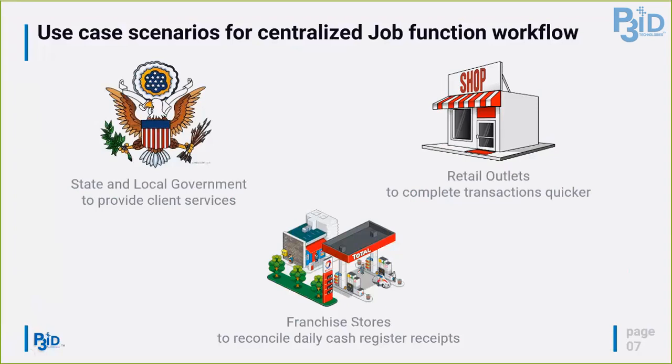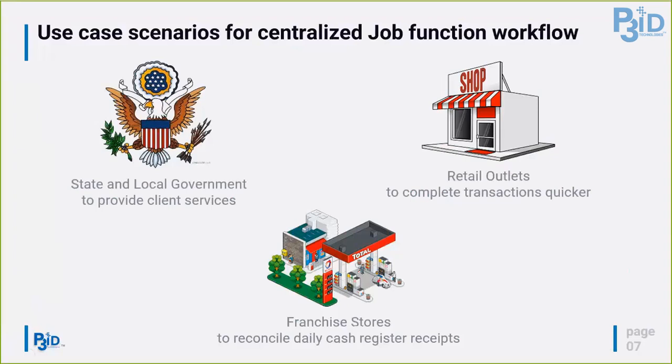So any retail outlet that has this hub and spoke kind of setup where they have a centralized headquarters for processing, then they could push out the acquisition of documents and information into the retail outlets. So that helps complete transactions much quicker for retail.